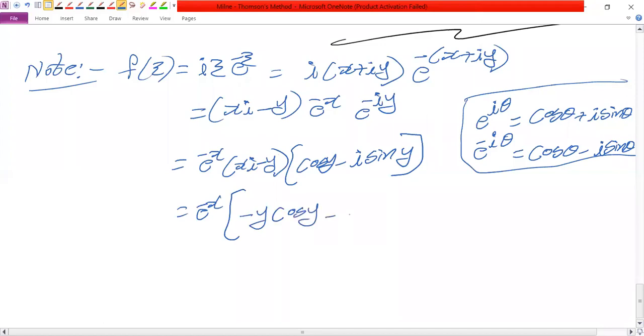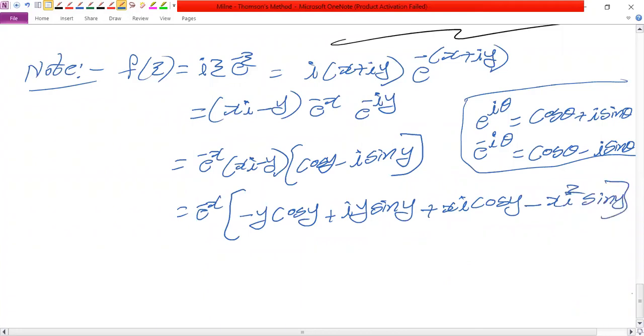Okay, minus y to multiply just now first, then we'll get plus iy into sin y. This is the first. Minus y to multiply next, multiplying with xi, plus xi into cos y, minus xi square into sin y. Okay, now I'm going to substitute i square is equals to minus 1.